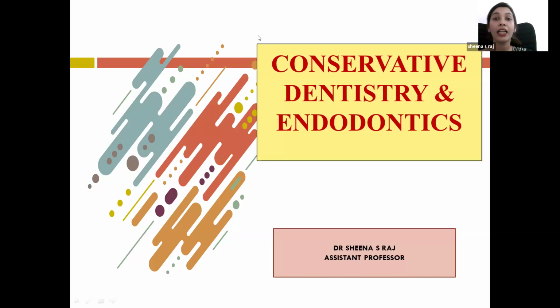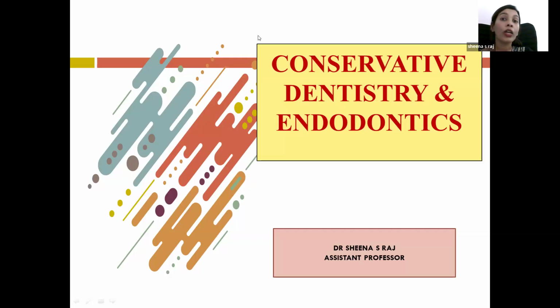Very importantly, you have to look at all the important recent advances, because the recent questions being asked are from the recent advances. Like when we talk about perforation repair material, they are asking questions on what is mineral trioxide aggregate. They're asking about Biodentine. So recent advancement is also being asked in your exams.